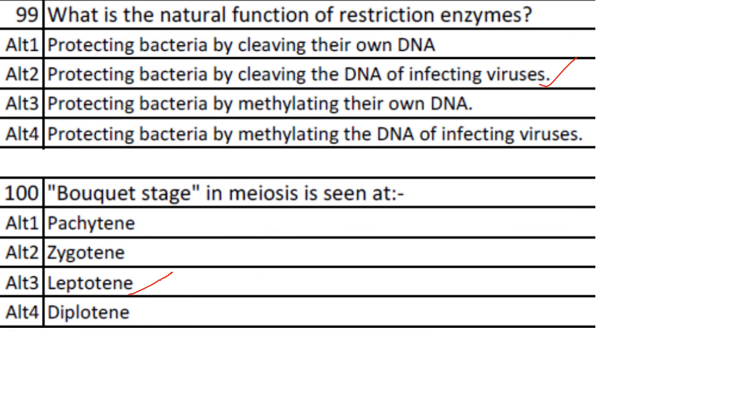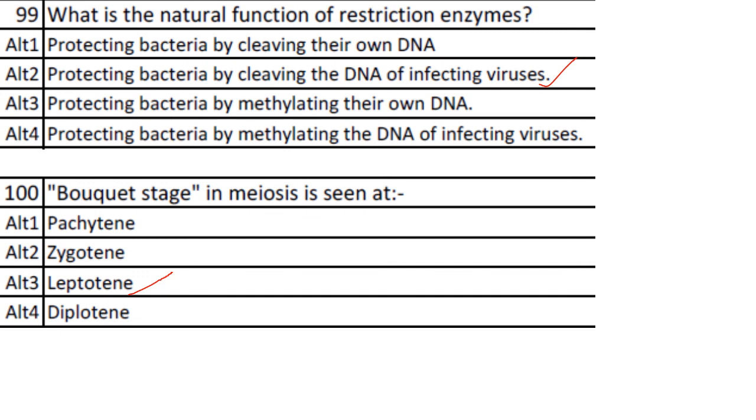So coming to the next question, what is the natural function of restriction enzymes? So they protect the bacteria by cleaving the DNA of infecting viruses. So what do these restriction enzymes do in bacteria? When a bacterium is infected by a virus, the virus injects its DNA into the bacterium and this viral DNA is cleaved by bacterial restriction endonucleases, thereby protecting bacteria from viruses. So protecting bacteria by cleaving the DNA of infecting viruses. So the answer is option 2.